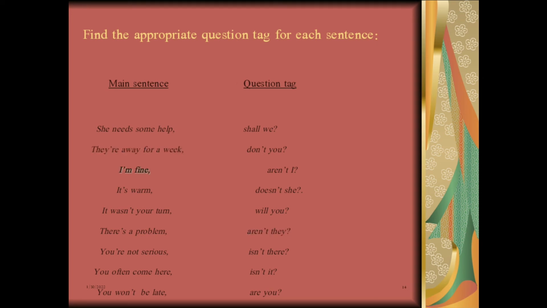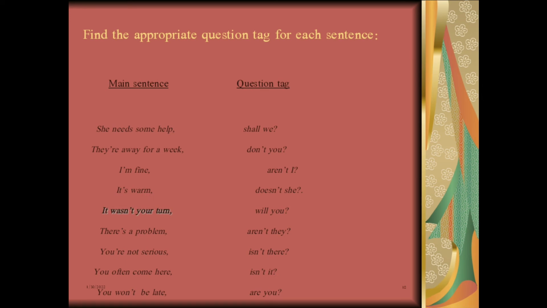I'm fine. I am fine. Aren't I? It's warm. Here the auxiliary verb is, put it in negative, isn't, plus personal pronoun it. Isn't it? Yeah, great.